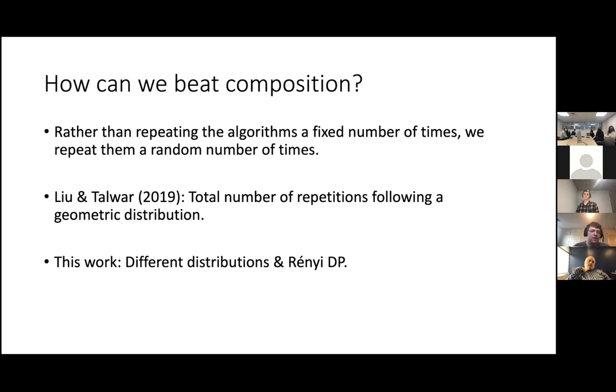Liu and Talwar suggested the total number of runs should follow a geometric distribution, and that gives you this 3 epsilon result. What we're going to do is look at a bunch of different distributions, and we're also going to give some results that look at Renyi differential privacy, which gives you some more fine-grained control of what's going on.